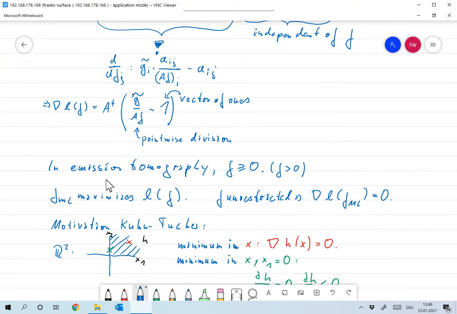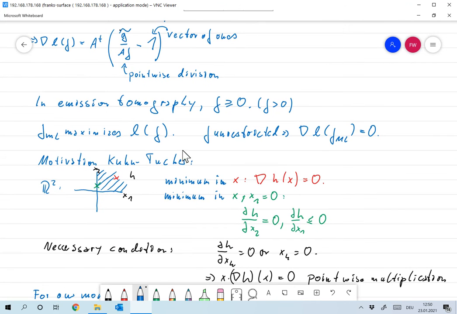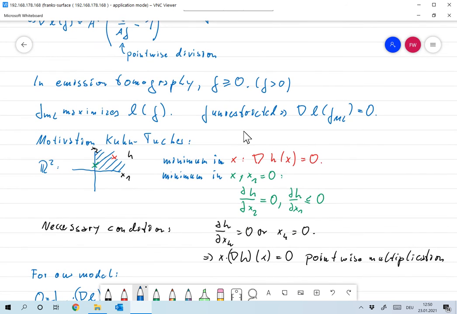Okay, so as I said, f_ML, the maximum likelihood solution, maximizes the log likelihood function. So if f was unrestricted, it's clear that the gradient of L at the point f_ML should be zero, right? So that's a necessary condition. Okay, since we are now restricted, we must deal with the Kuhn-Tucker conditions, and if you've been to the optimization lecture, this will be very familiar. I want to quickly motivate what Kuhn-Tucker says.